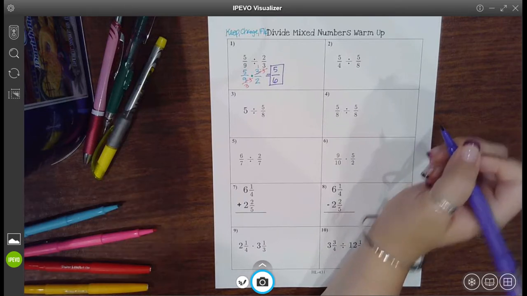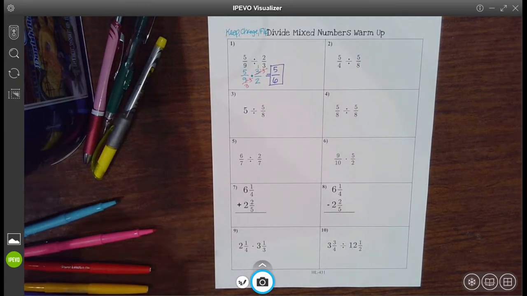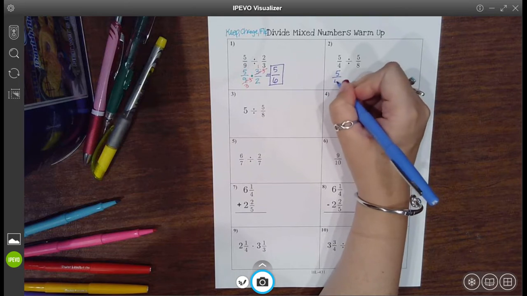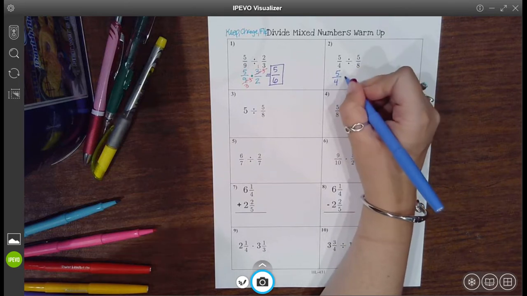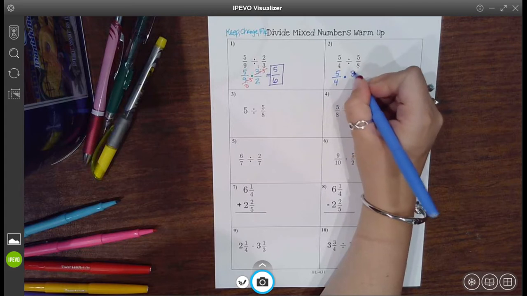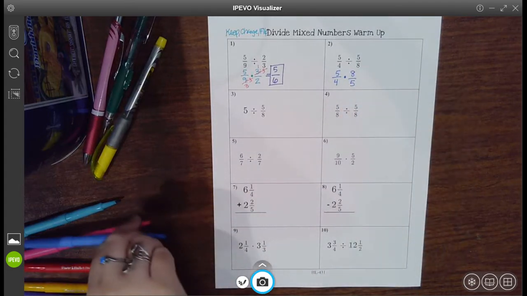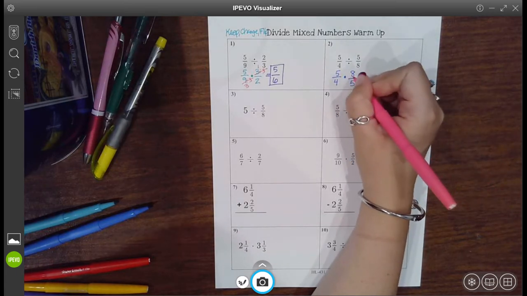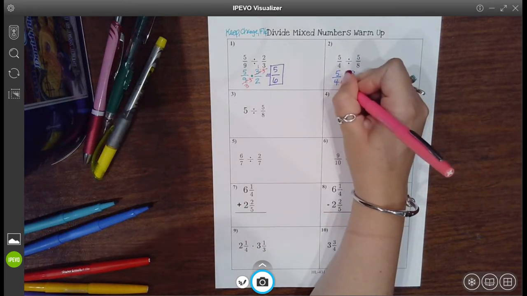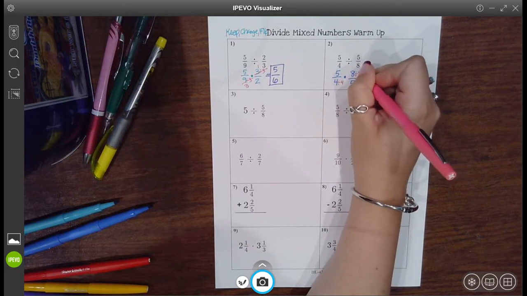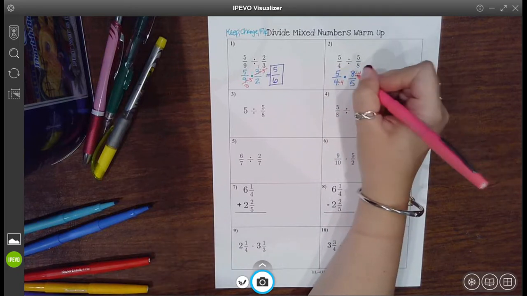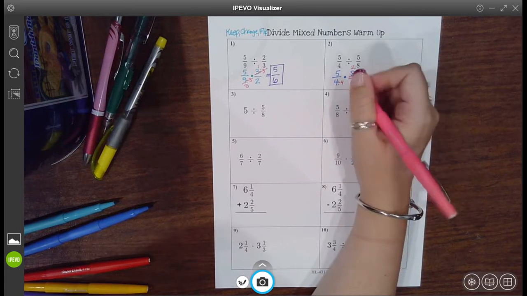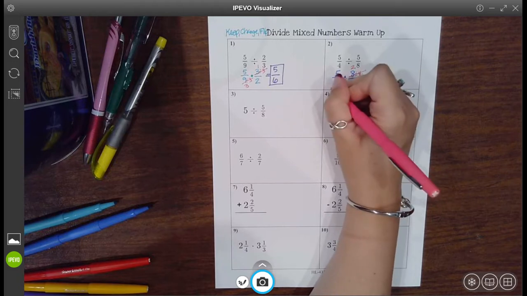Okay, for my next one, I'm going to do the same thing. I'm going to keep my first fraction the same. Change division to multiplication. Flip that second fraction. Look to see if anything can cross cancel. Well, I know that both 4 and 8 are divisible by 4. So let's go ahead and write what you're dividing by. It just helps simplify so that you don't make errors if you actually write what you're dividing by. 8 divided by 4 is 2. 4 divided by 4 is 1.